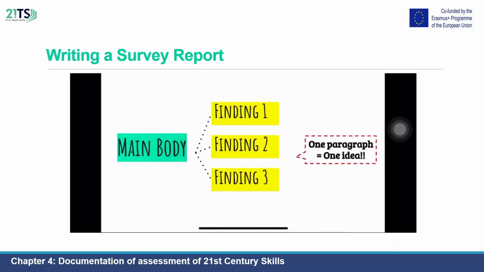So this is the structure of one paragraph, and of course you can repeat this structure and write the second paragraph, the third paragraph in the main body. So one paragraph, one finding, one paragraph, one main idea. Then it will be very clear, it will be well structured, and the ideas will be very coherent in one paragraph, okay?